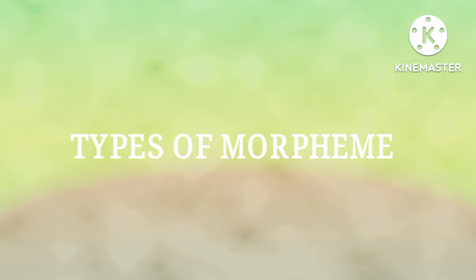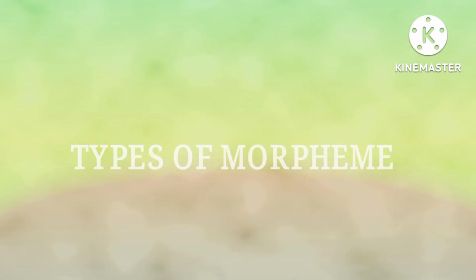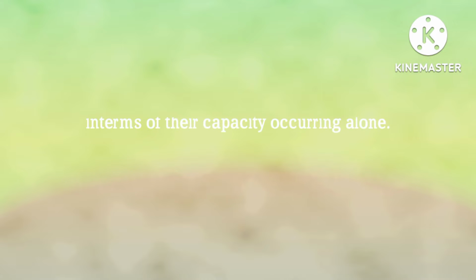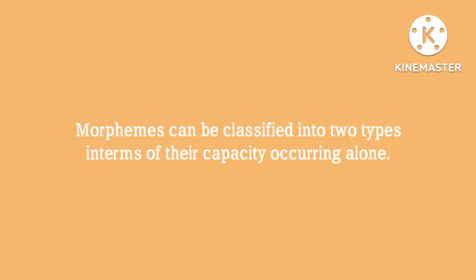So we are going to look at the types of morpheme. Now let's start. Morphemes can be classified into two types in terms of their capacity of occurring alone. Are you getting it? Yes.